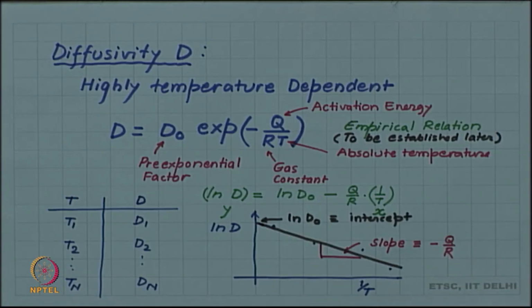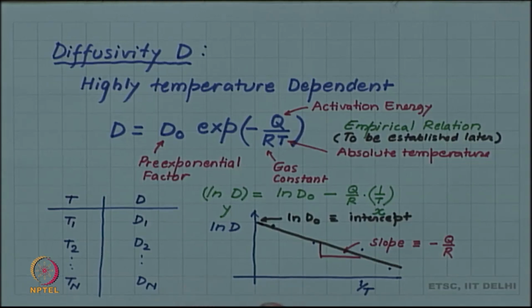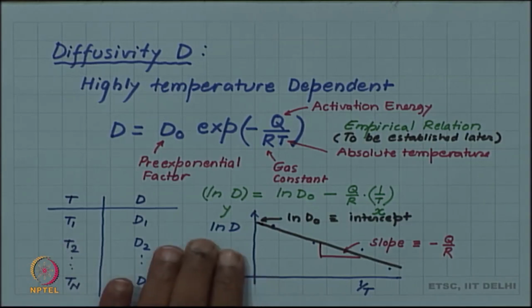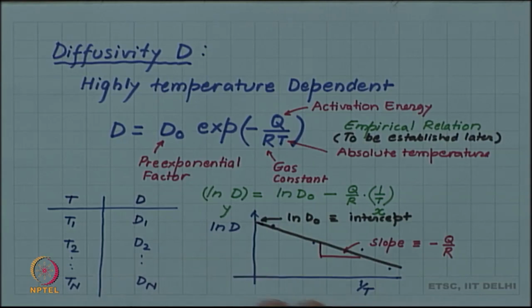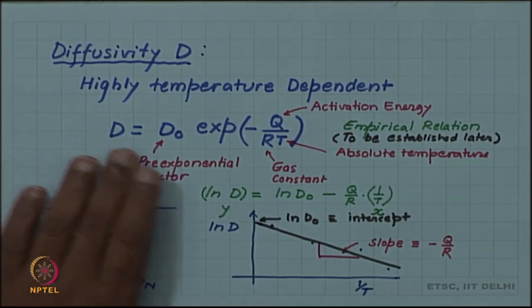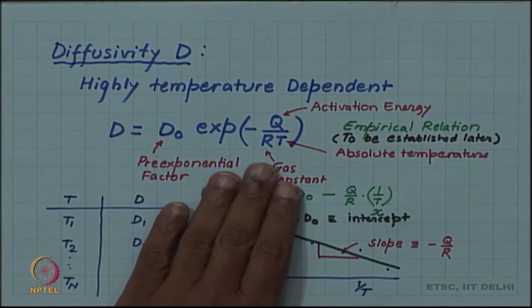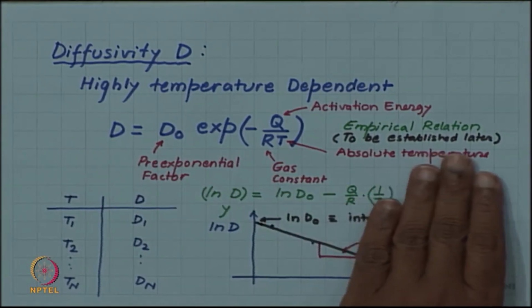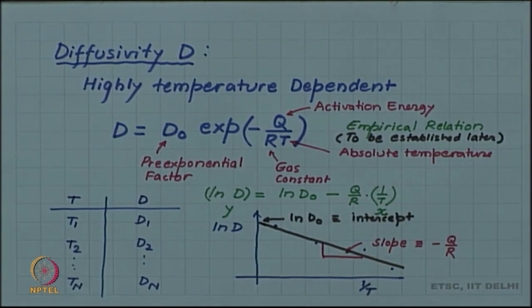So, in fact, if you have temperature and diffusivity data and you are able to fit a straight line to log D versus 1 by T, that gives you the reason to believe that D should have an exponential relation like this, and that is why we call this an empirical relation. But later on, when we talk about the atomic mechanism of diffusion, we will see that this comes out from an atomic model of diffusion also.